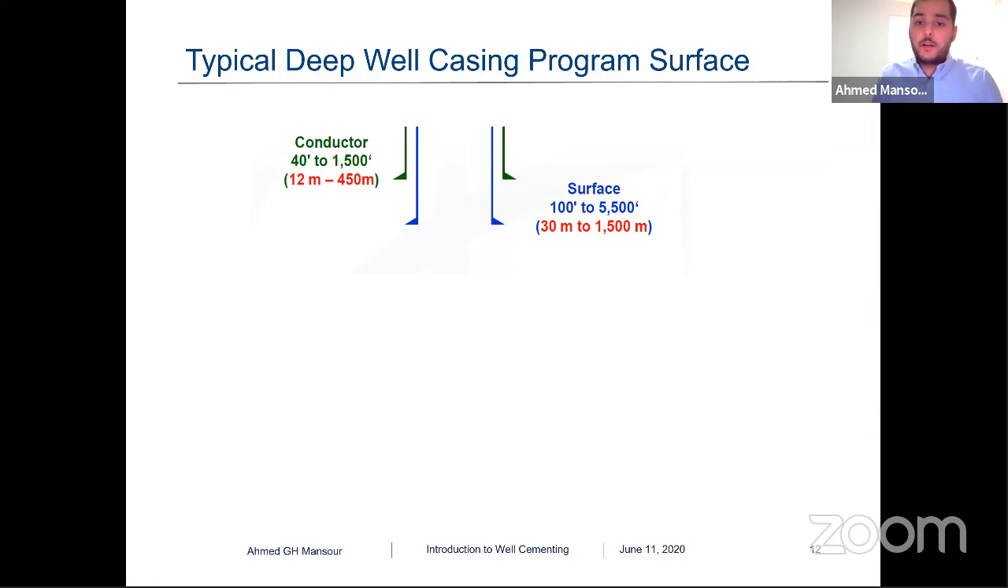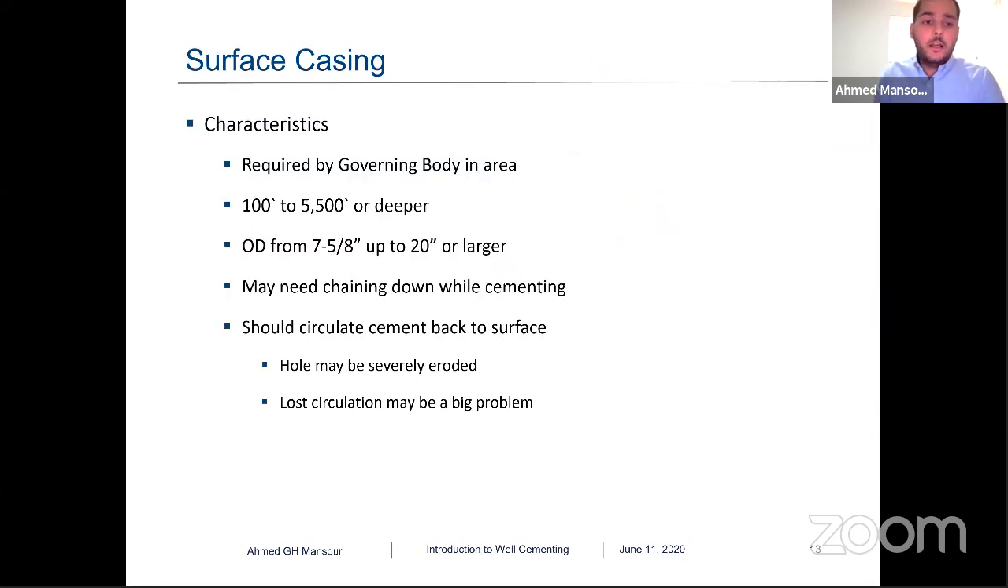Another type of cement job is the surface cement job. The surface casing is usually from 100 feet to 5500 feet deep. The size is from 7 5/8 to 20 inch. The average size that I deal with is usually 13 3/8.